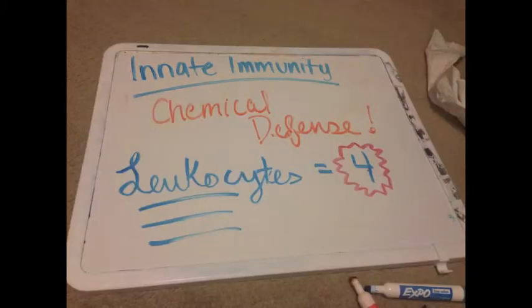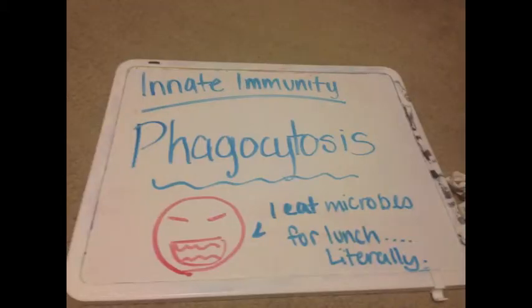This level of innate immunity is chemical defenses, and these are performed by leukocytes. There are 4 different kinds of leukocytes. Most of these leukocytes get rid of pathogens by performing an act called phagocytosis, which is the engulfing and destruction of pathogens.